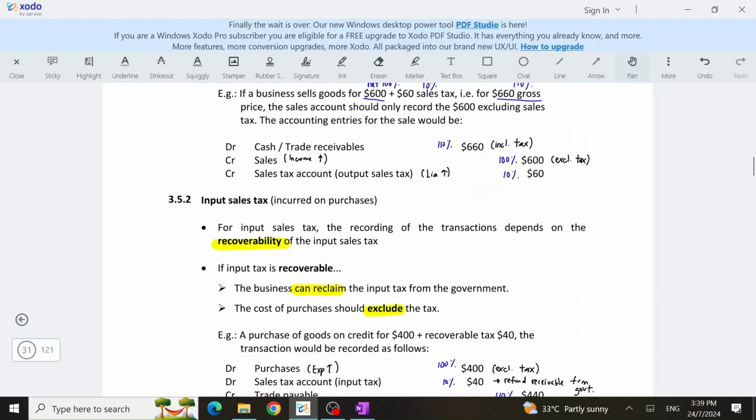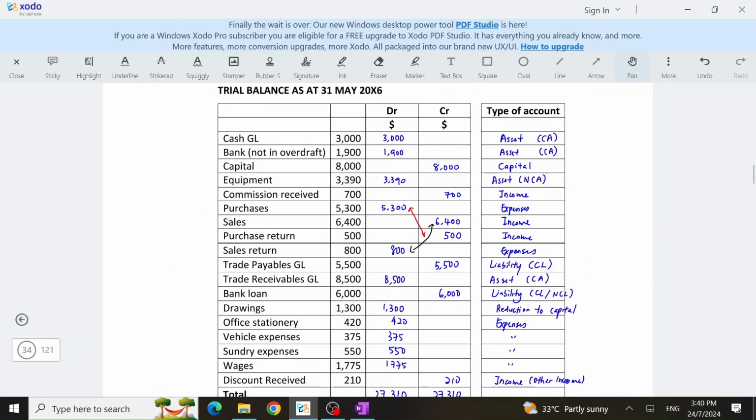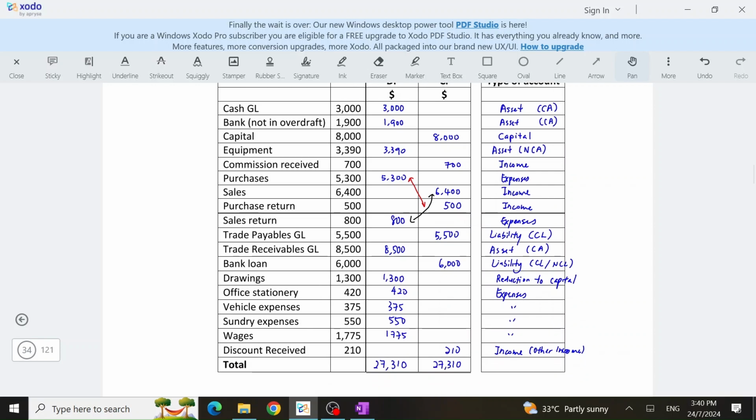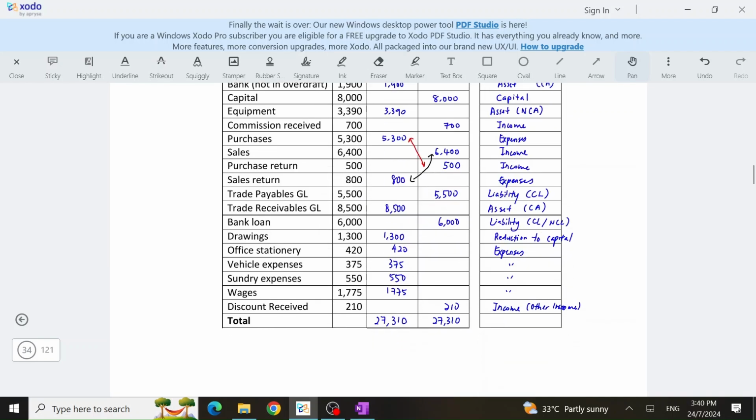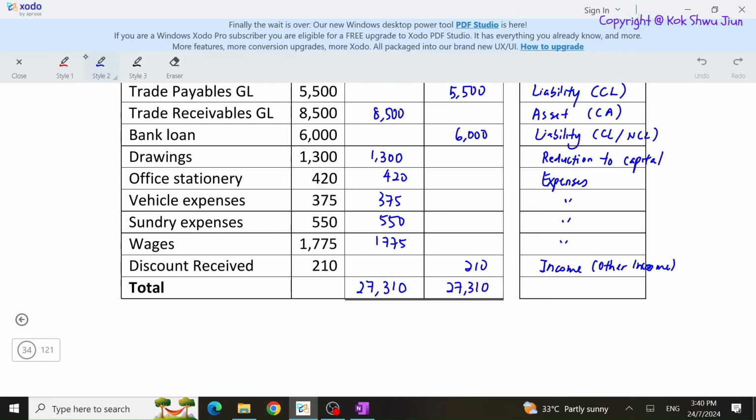Where is it? Around here. Alright, still remember this trial balance. By right, the debit and credit should be equal. Right? Okay, now I'm going to take this as my example. Of course, here when you look at this debit and credit of your trial balance, they are equal, right? 27310.